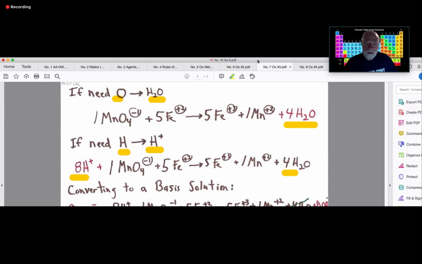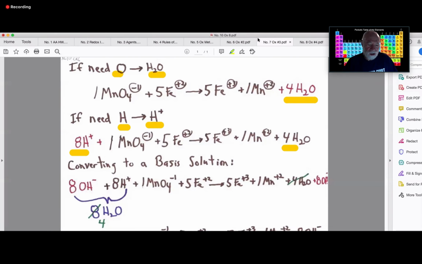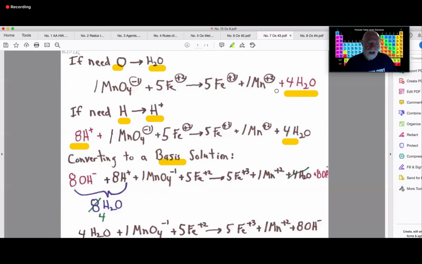Now, sometimes we ask someone to balance the equation not in an acid solution, but in a basic solution. All right, I didn't spell this correctly. That should be a C, not basis, but basic solution. So please, in your notes, change that S to a C, basic solution. Now, I have to confess something to you. I was absent the day they taught us how to write a basic solution.